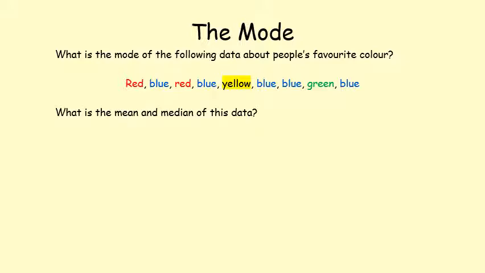Okay, so fairly straightforward. You should be able to see that the mode in that first example is blue. Would you be able to find the mean or median of this data? So just pause the video. Can you find the mean or median of this data?